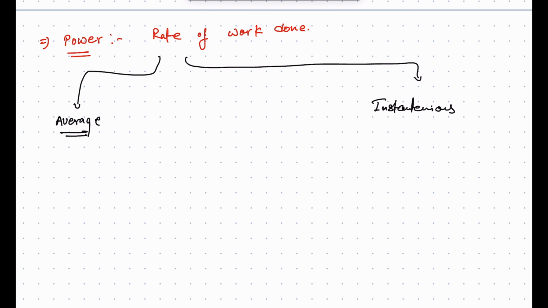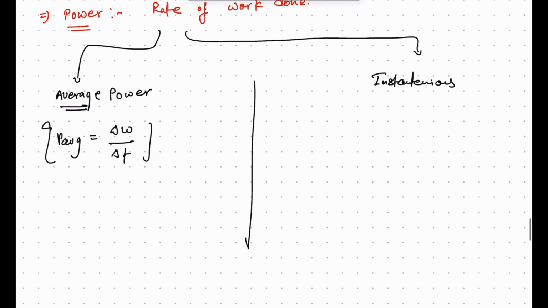Okay, so we can have the average power. Average power is basically, you calculate the work done for a duration and divide it by the duration of time. That gives you the average power. Instantaneous power, P instantaneous, is when you take a very small work done at an instant and divide it by that very small time period. Basically this delta t you take tending to 0.